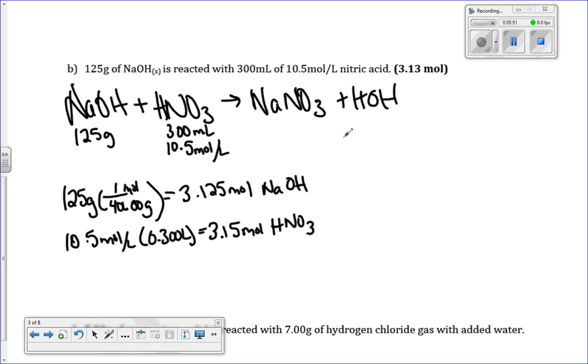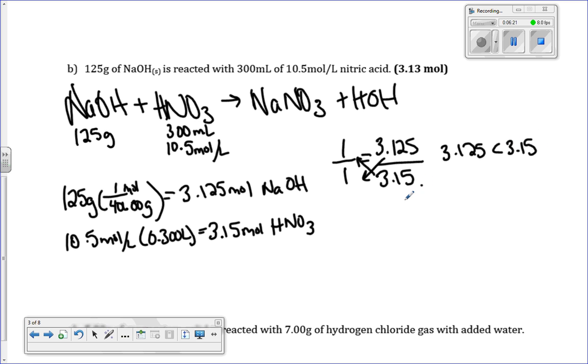From here, we need to look at the mole ratio. From our reaction equation here, we have 1 mole of sodium hydroxide and 1 mole of nitric acid, and then our calculated values. Looking at the rate of consumption, we see here that 3.125 is less than 3.15. Therefore, sodium hydroxide is the limiting reagent.